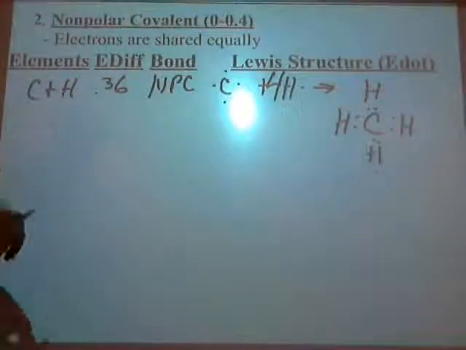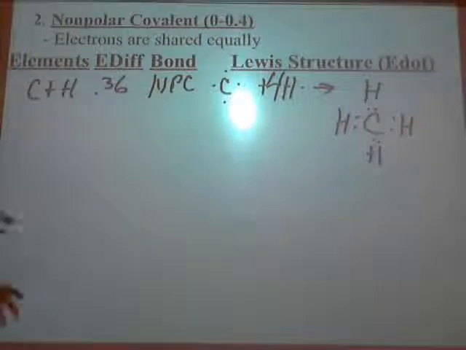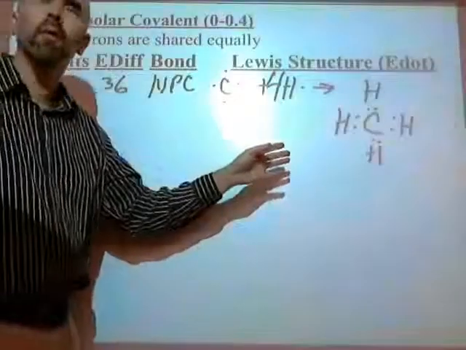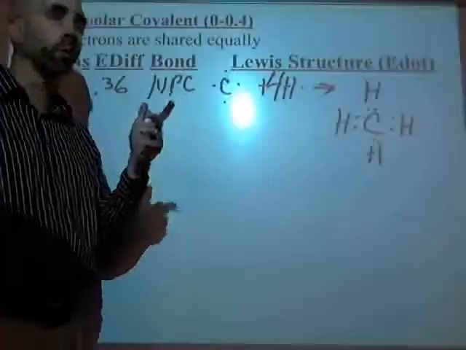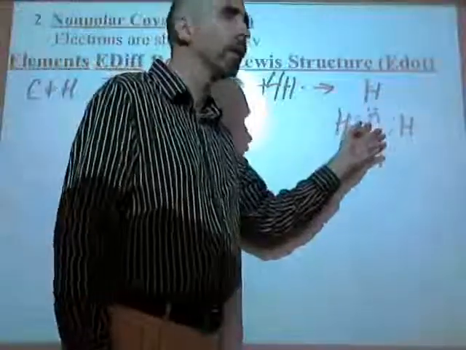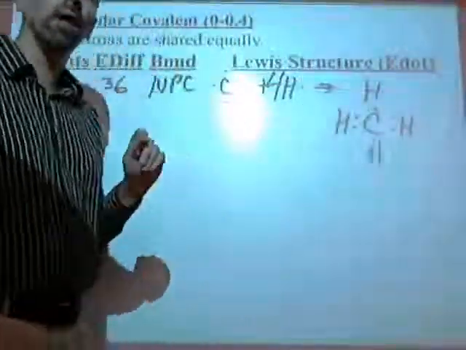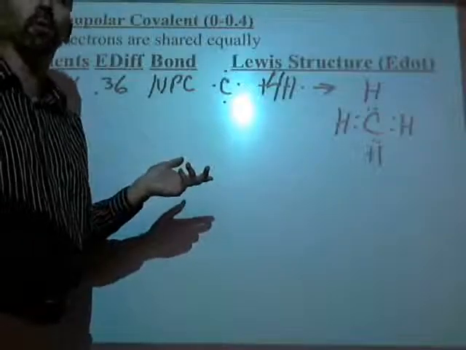All right. How are these different than the polar covalent ones? Well, they're not much different. They're written halfway between. But what are we not going to draw on here? No arrows, because nobody's pulling harder than the other guy.